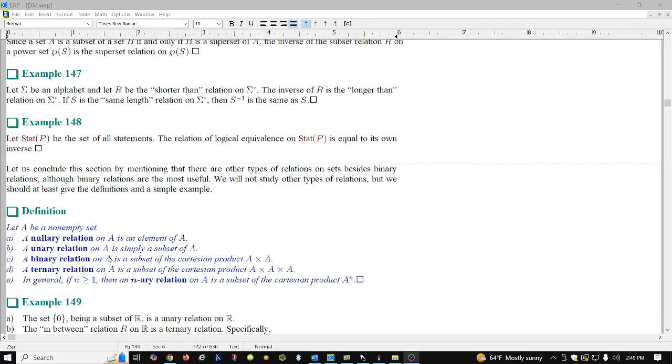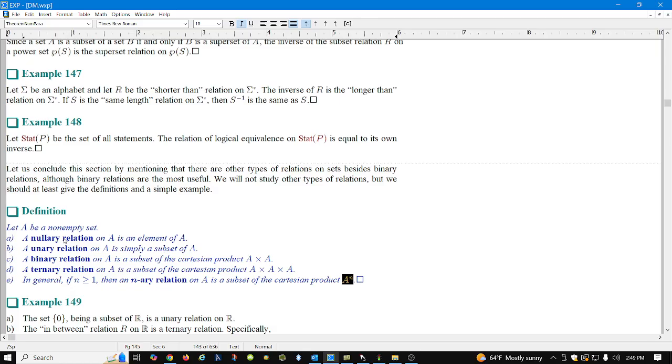A unary relation on A is just a subset of A. A binary relation, as we have seen, is a subset of the Cartesian product A cross A. A ternary relation is a subset of A cross A cross A. And in general, if n is at least 1, an n-ary relation on a set A is a subset of this Cartesian product, A to the nth power. So that's the Cartesian product of A with itself n times.